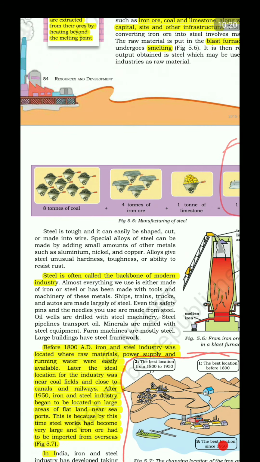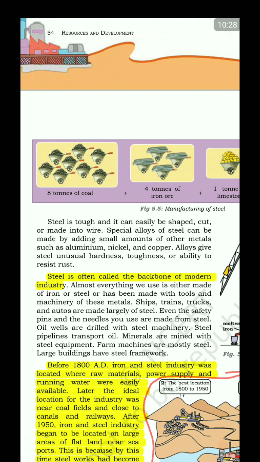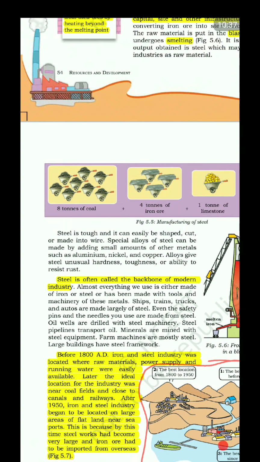Okay, steel is tough and it can be easily shaped. So these are some of the properties. Alloys of steel can be made by adding small amounts of other metals such as aluminum, nickel, and copper. Alloys give steel unusual hardness, toughness, or ability to resist rust. Yes, it is the backbone of industry, right?